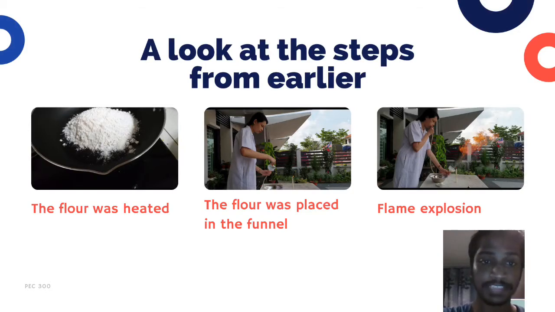So here's a look at the steps from earlier. The flour was heated on a pan. The second image shows that the flour was placed in the funnel, and the third image shows the flame explosion.